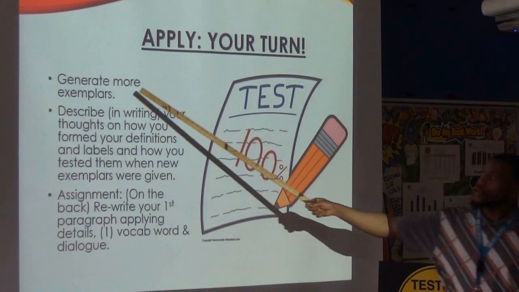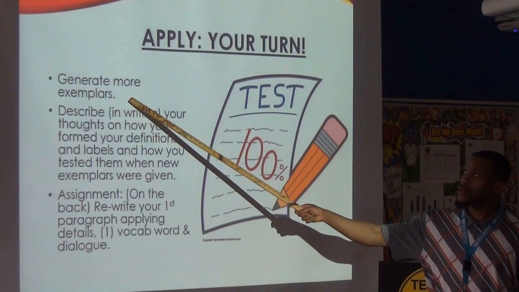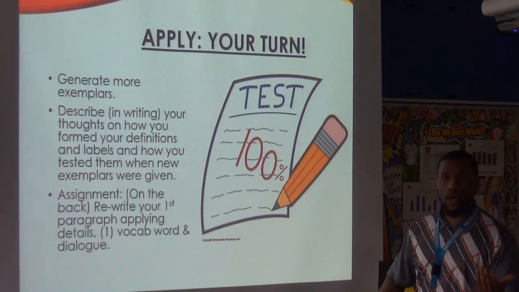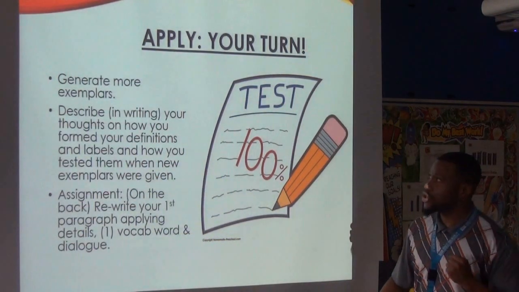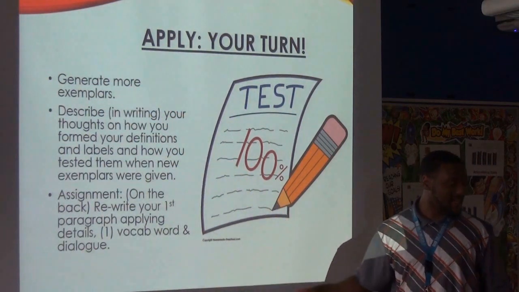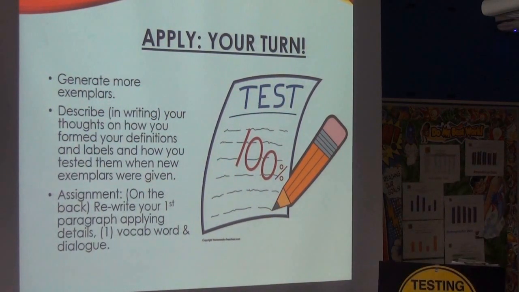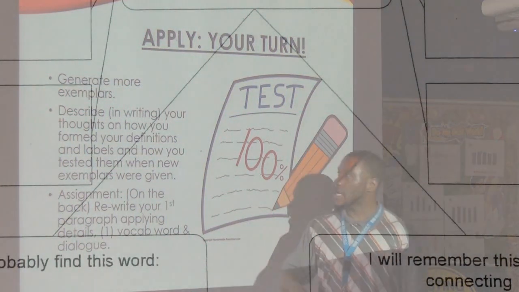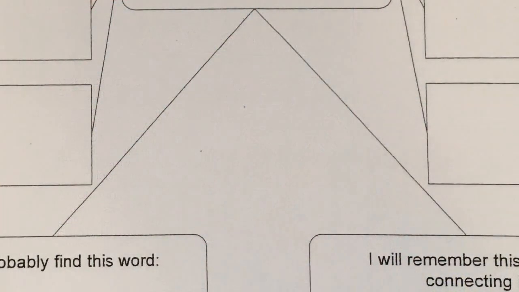Now, you should have done this part. We were supposed to generate more exemplars or examples. So, you were supposed to pull out your narrative, and select a sentence. It could have been any sentence that you wanted. So, if I go to my narrative, I can pick any sentence that I want, and I'm going to put it on the paper where it says +3. So right in the middle of the paper, that's where I'm going to write whatever sentence that I want from my narrative. How many people did that so far?